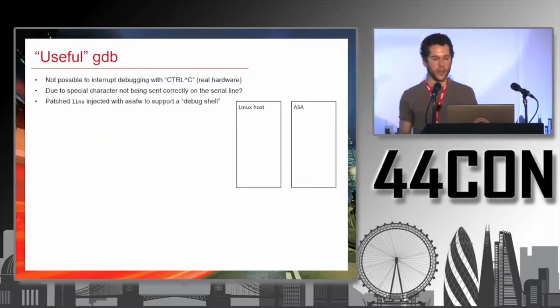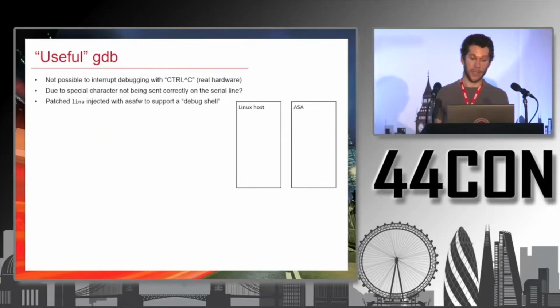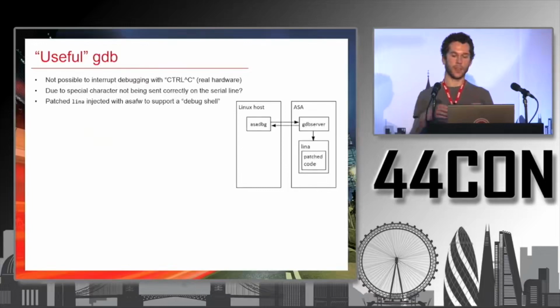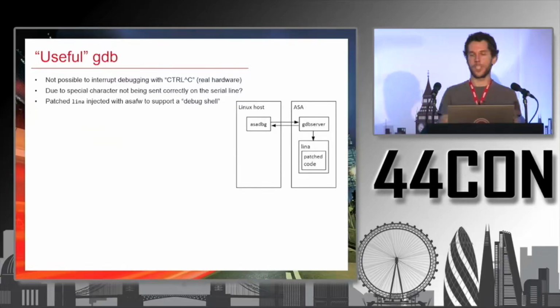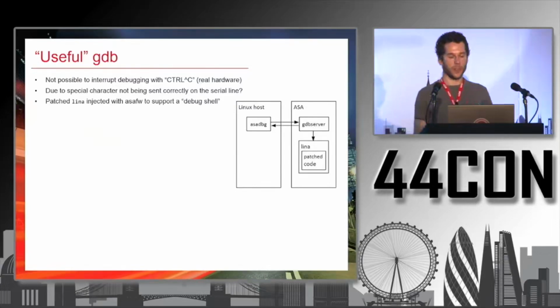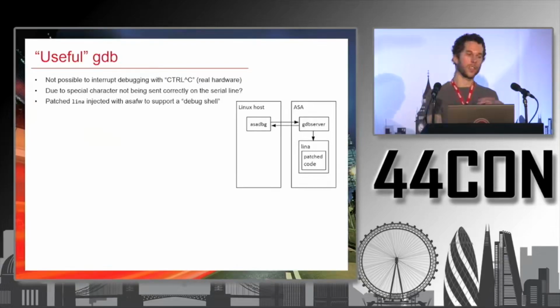So the thing we ended up doing, which is quite hacky, but actually was really, really helpful, is we patched Lina to support a debug shell, so we could have a way to interact with Lina. So the way it works is we have Lina with our patch code. We attach ASA-DBG to GDB server, and GDB server will be attached to Lina. And basically what we want is to trigger our patch code to get a debug shell.